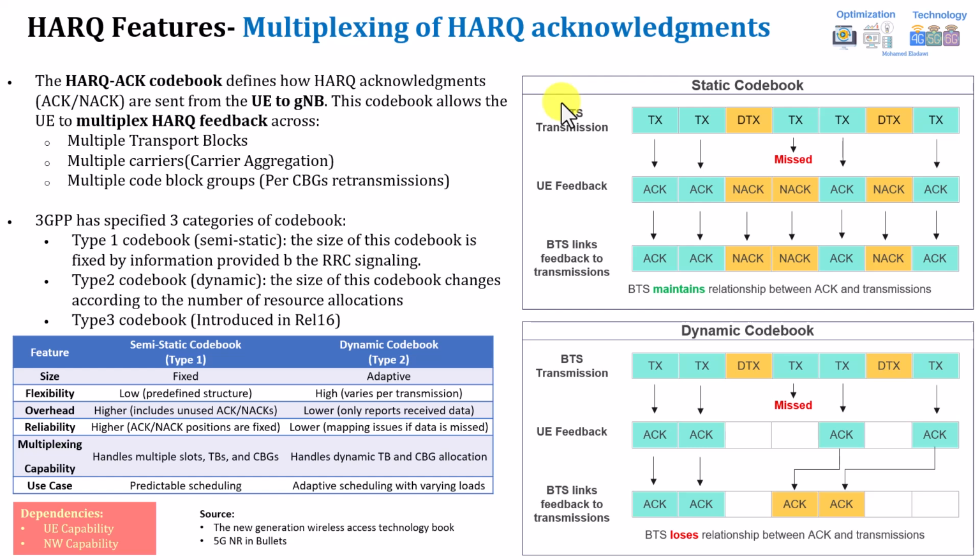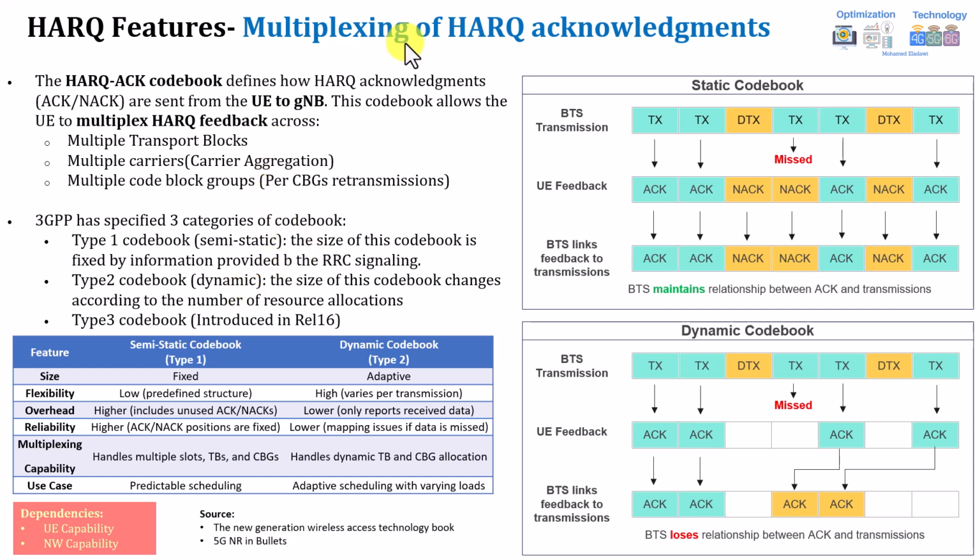Okay, so there are two types: something called static codebook, as mentioned above here, and dynamic codebooks. Actually, in general, it's three types, but the third one was recently introduced. There is not too much information about it, but the most common one, which is currently used in the majority of the network, would be the dynamic one.